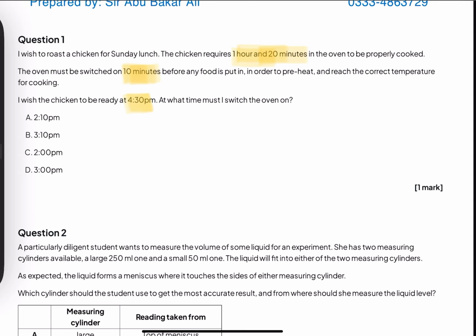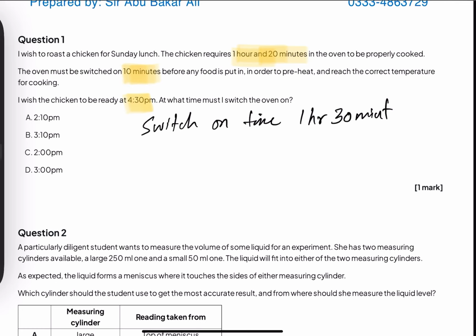Okay, so what are the conditions? The oven needs to be switched on... the switch-on time is 1 hour and 30 minutes before. Okay, so basically this is the time, and what we have is putting the chicken in, the cooking time. Switch-on time is 1 hour and 30.